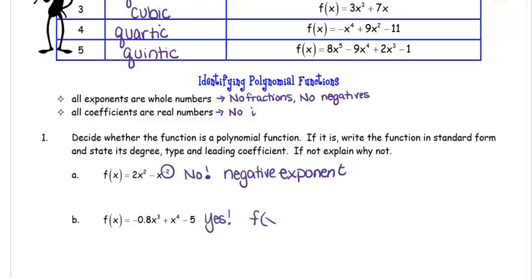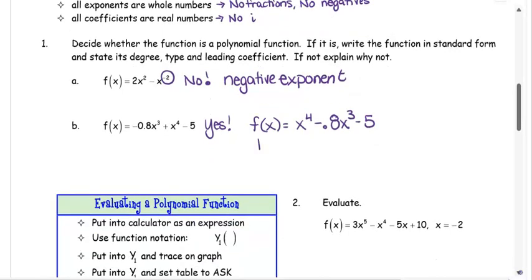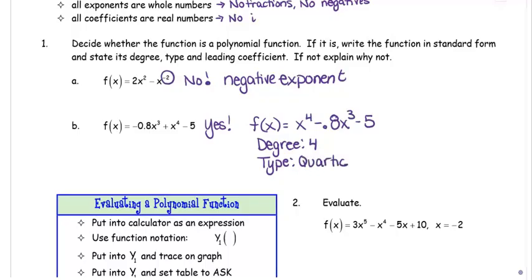Writing it in standard form, I've got f of x is equal to, well, the biggest exponent that I see is my x to the 4th. And then I have minus 0.8x cubed, and then minus 5. Now, as I'm looking at this, I can see that the degree is going to be 4, which means it is going to be a quartic for the type. And then the leading coefficient, that's just the number in front of my biggest term. My leading coefficient is going to be 1.